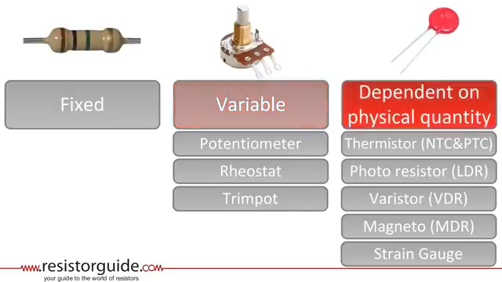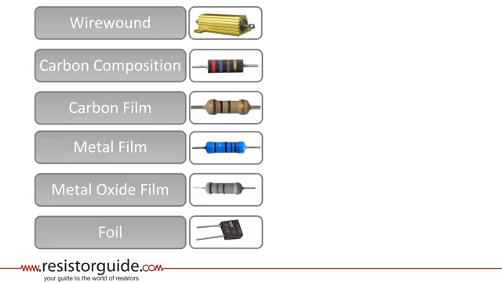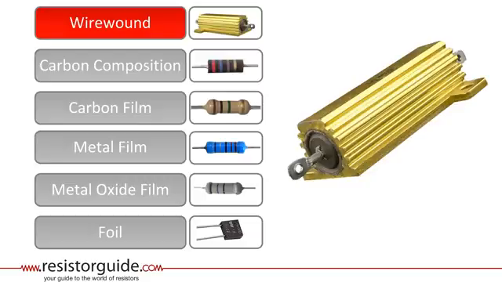A third category are resistors which have a varying resistance dependent on a physical quantity, such as light, temperature or voltage. They are often used as measurement devices. Another breakdown of resistor types can be made according to resistance material and construction. Wire-wound resistors are the oldest type which are still used today. They are constructed by winding a resistive wire around a non-conducting core.